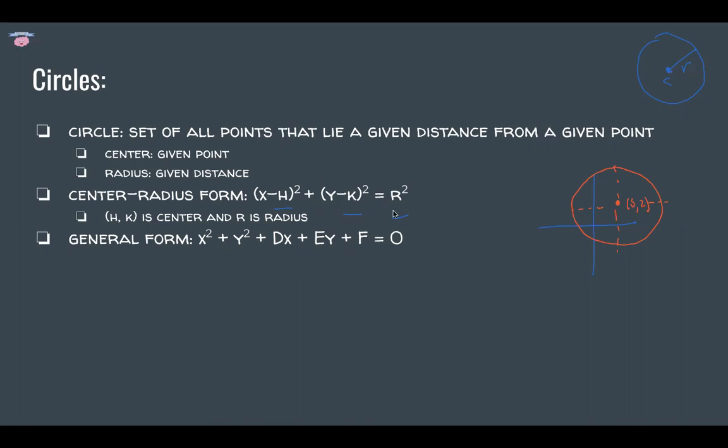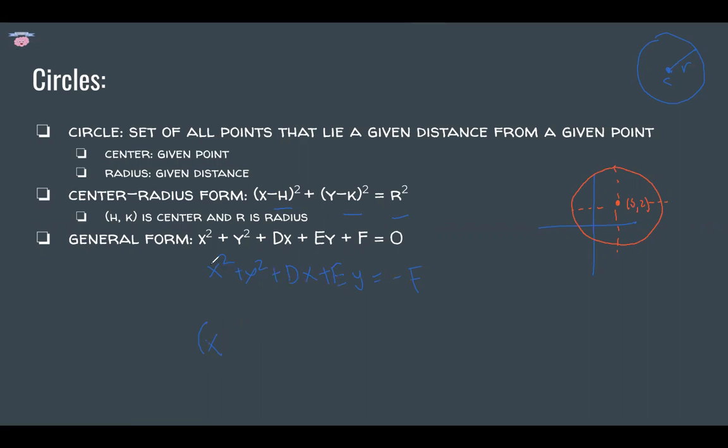First thing, we know r squared has to be a constant. So the only constant here is f. Therefore, we can take it to the other side and we get x squared plus y squared plus dx plus ey is equal to negative f. But negative f is not actually r squared, because how do we get from here to here? Well, we're going to have to complete the square. You might remember that from last lesson when we talked about quadratic equations and completing the square.